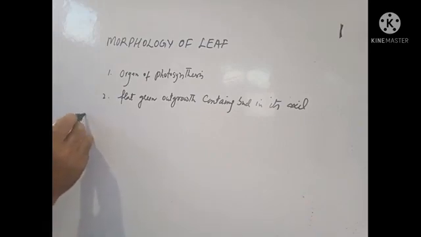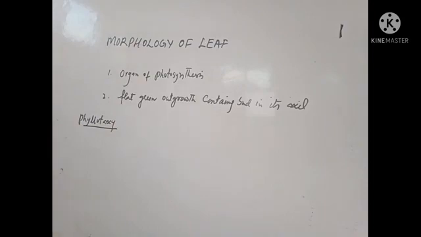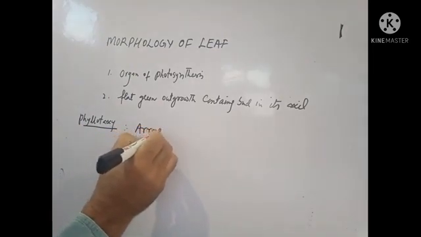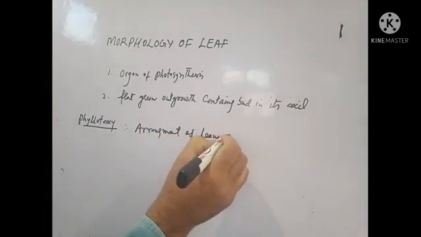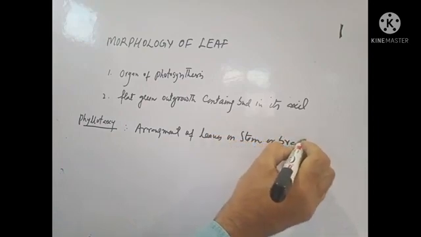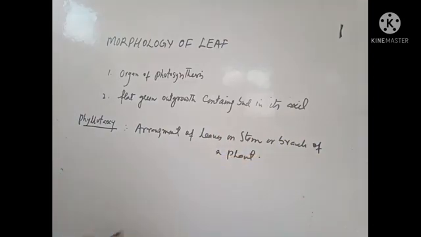Now phylotaxy. Phylotaxy. It is the arrangement of leaves on stem or branch. Arrangement of leaves on stem or branch of a plant. So we have three possible arrangements here.